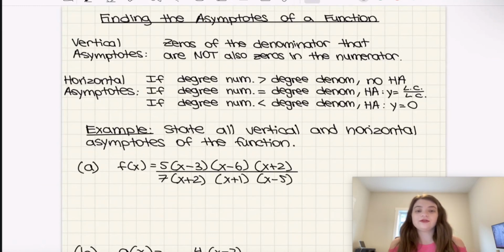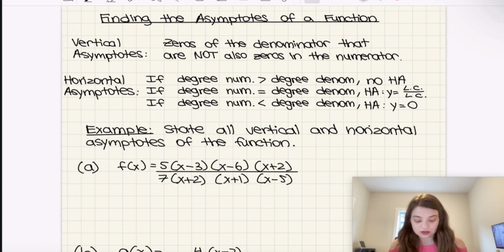So, how do we know if there's any vertical asymptotes in the function? Basically, anything that's a zero of the denominator but not a zero in the numerator would be considered a vertical asymptote. The reason it's important that we check the numerator as well is because if we have the same zero in the numerator and in the denominator, we would be able to cancel out those factors and we'd actually have a hole rather than an asymptote in that situation.